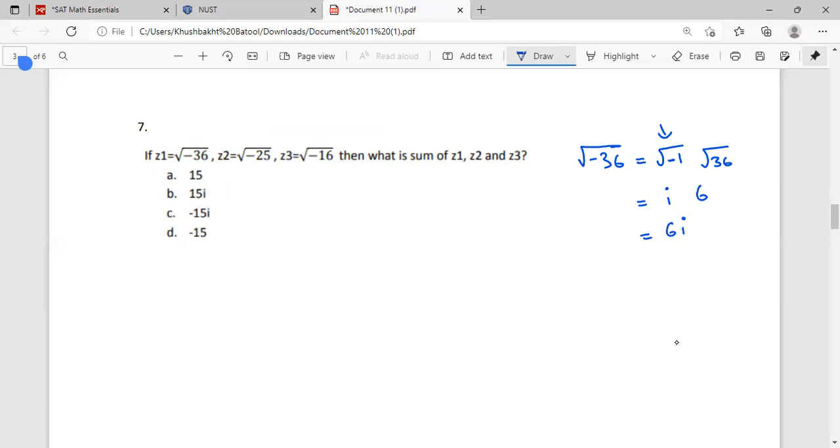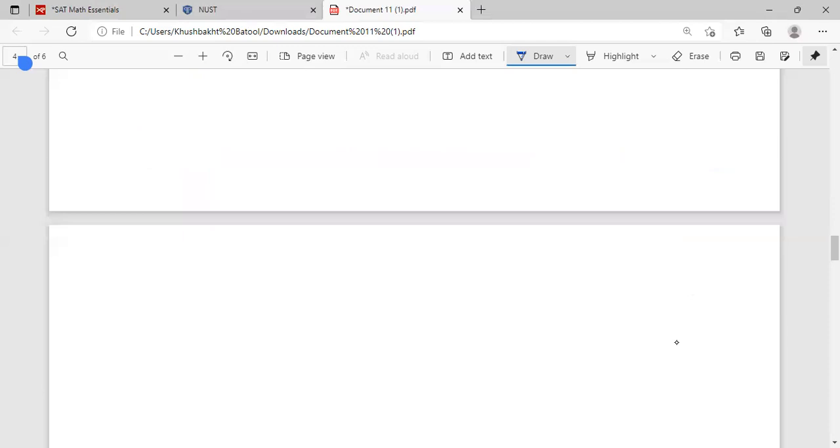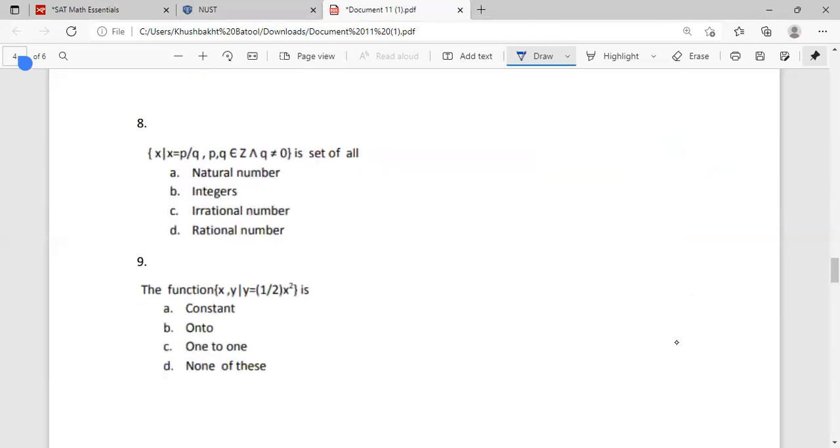Under root -25 would be 5 iota, and under root -16 would be 4 iota. I need to add them because they're talking about the sum here. 6 iota plus 5 iota plus 4 iota is clearly 15 iota. Okay, so this would be the answer. All right, let's talk about the eighth question now. Okay, here's the eighth question.